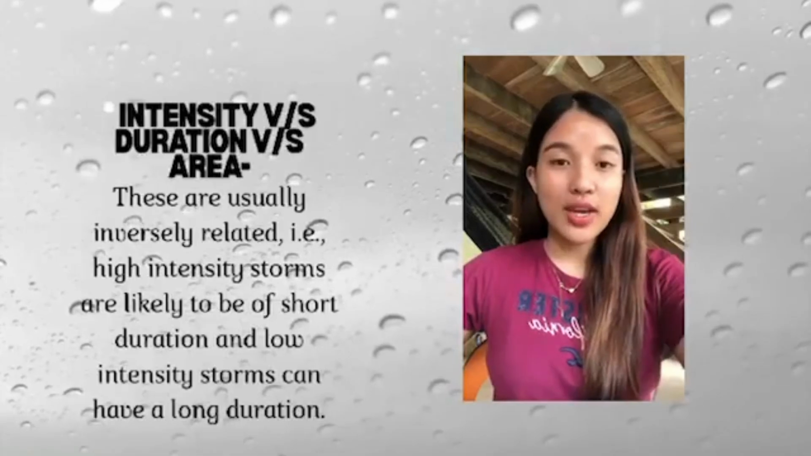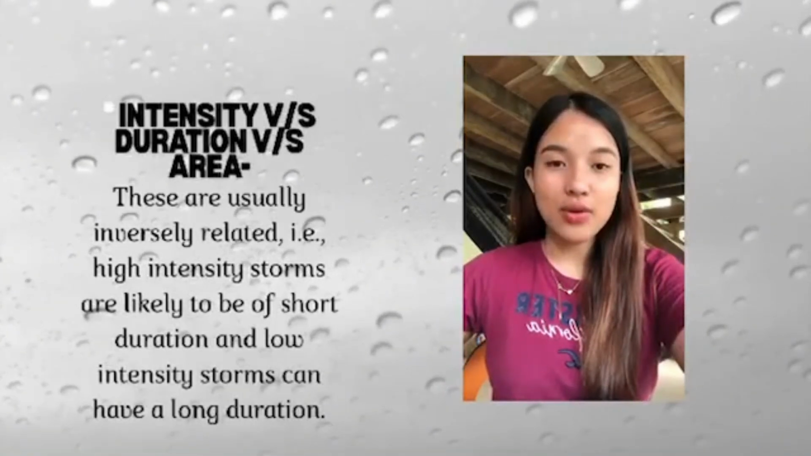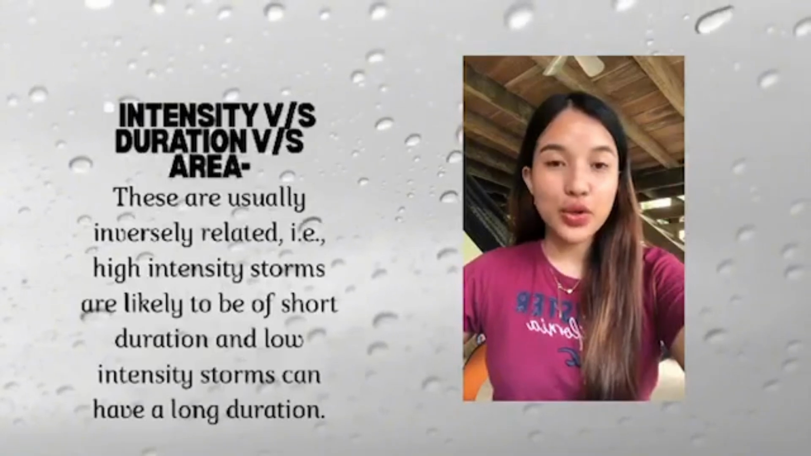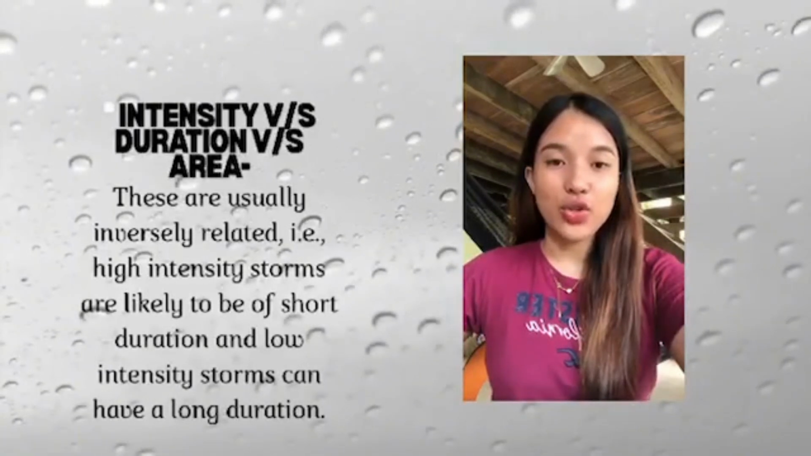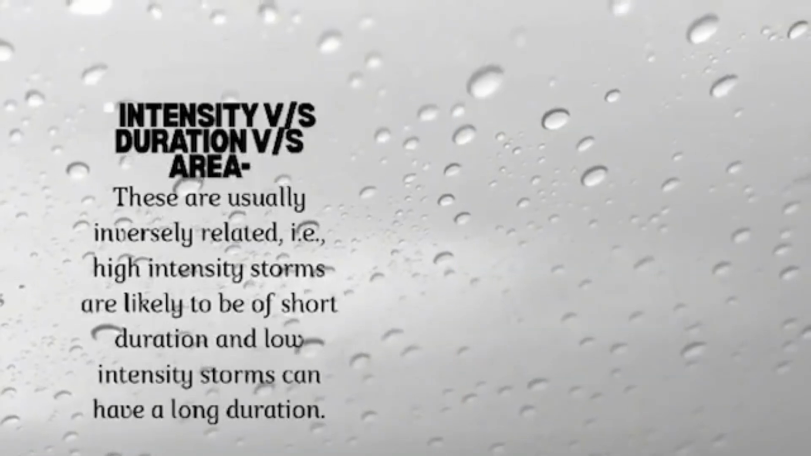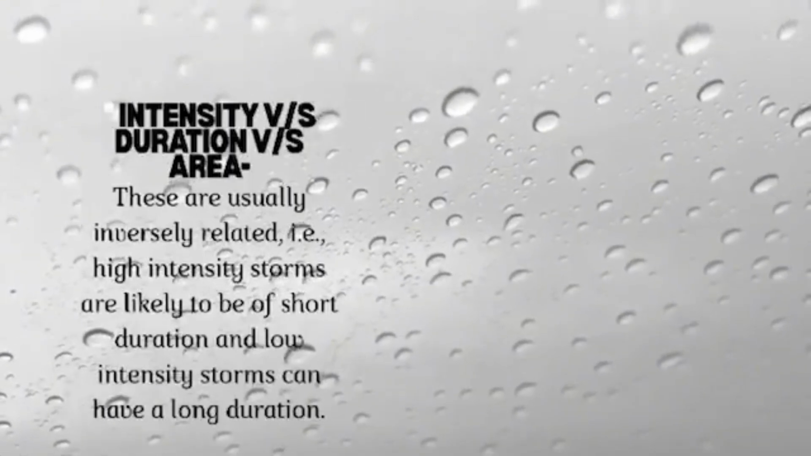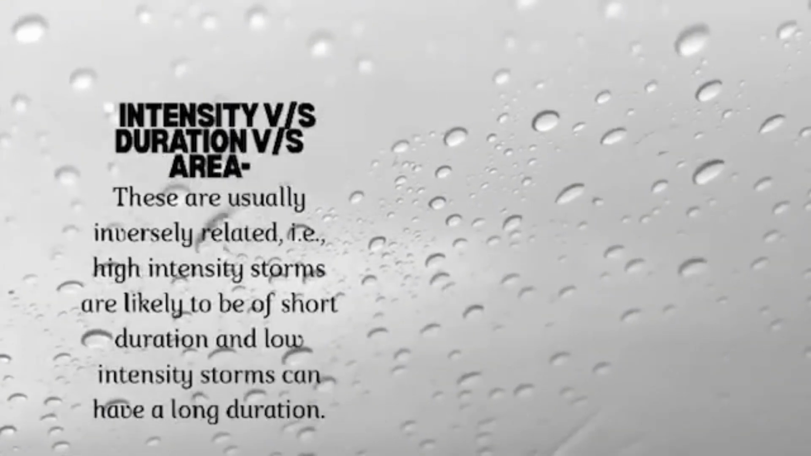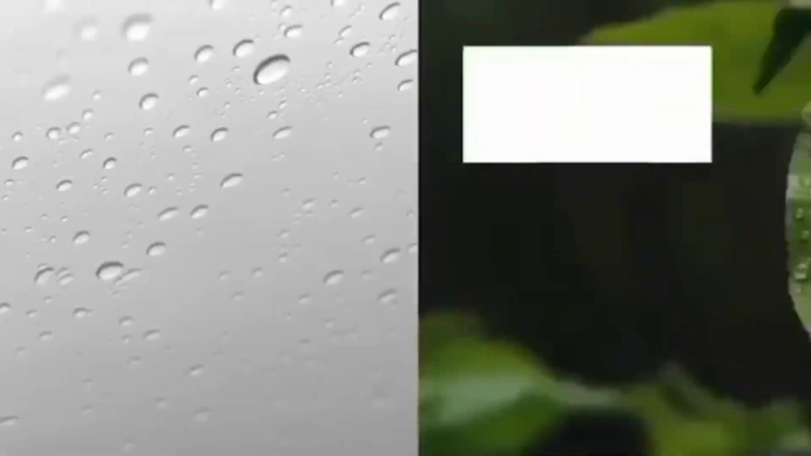Intensity versus duration versus area. These are usually inversely related. For example, high intensity storms are likely to be of short duration, and low intensity storms can have long duration. Storm intensity, duration, and area are inversely related. Kusog nga bagyo is dili siya magdugay, while ang hinay nga bagyo is magdugay siya and can cover bigger areas.